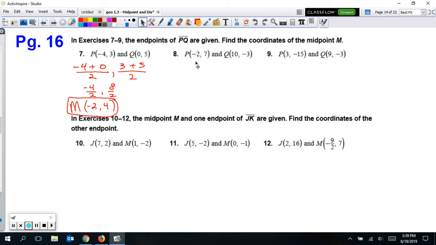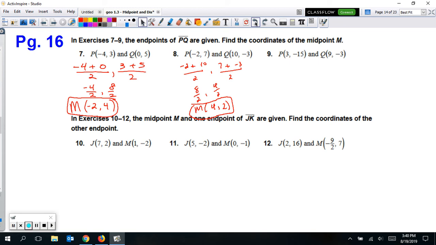Let's do number 8. We're going to look at our x numbers first and add them together. So negative 2 plus 10 divided by 2. We'll write that down first, then a comma. Then we do the same thing for the y's: add the y numbers together, 7 plus negative 3, and put that over 2. Now just simplify the top. If I take 2 away from 10, that gives me 8 over 2 for the x. And this one's 7 minus 3, so take 3 away from 7. That gives us 4 over 2 on the y. Now 8 over 2 is 4, and 4 over 2 is 2, so 4, comma, 2 is the coordinate for our midpoint.